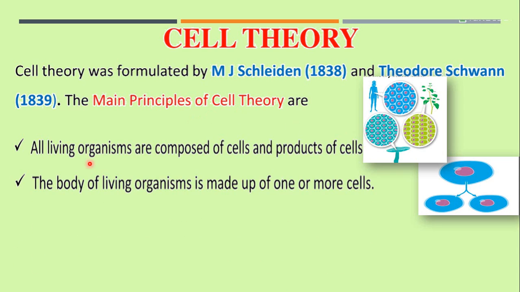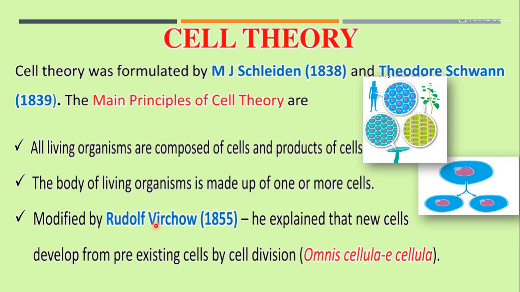The second point is that the body of a living organism is made up of one or more cells. As you all know, some organisms are single-celled and some are multicellular. An organism made up of one cell, like some microorganisms, is termed a unicellular organism. An organism made up of more than one cell is termed a multicellular organism. Another scientist, Rudolf Virchow, added a point to the cell theory in 1855. He explained that new cells develop from pre-existing cells by cell division.